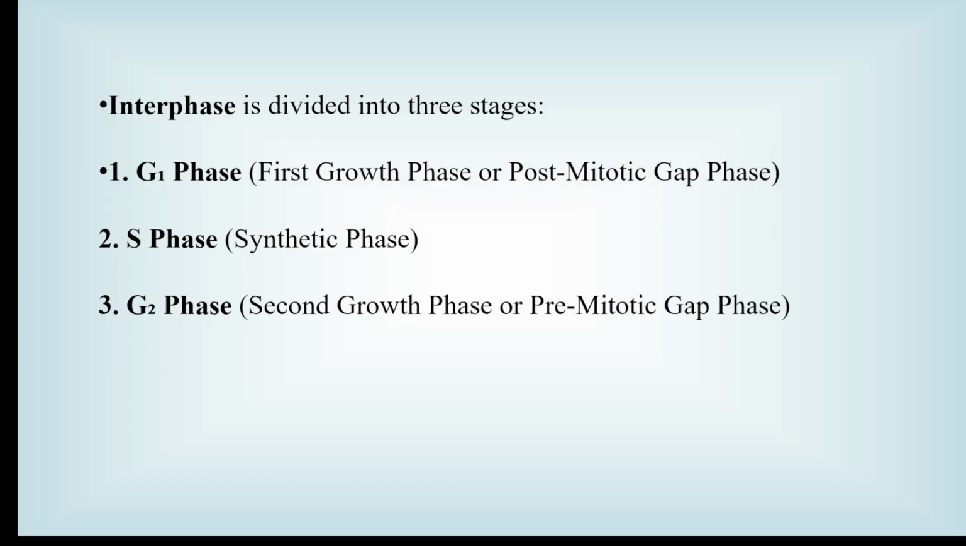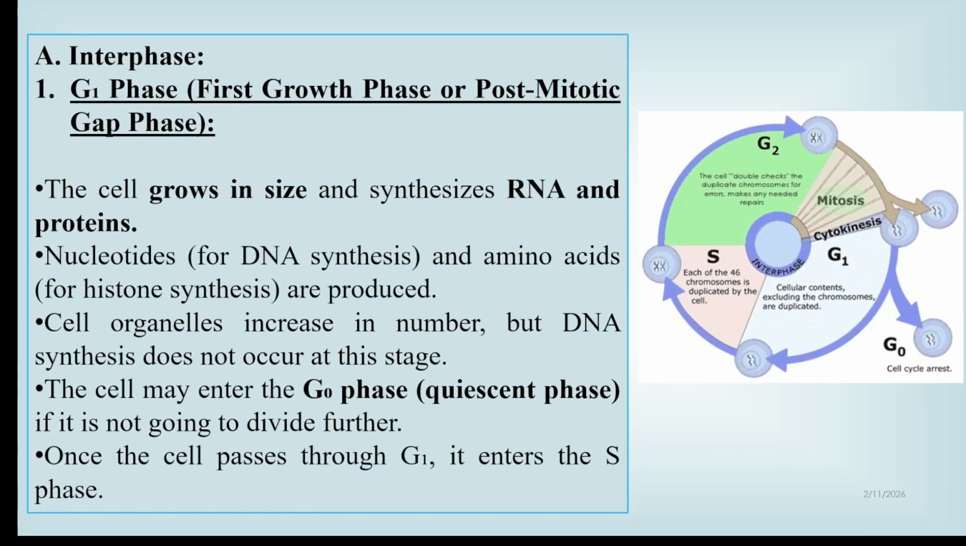Interphase takes about 70 to 80% of the time period, and is differentiated into the G1, S and G2 phases. But sometimes after completing the G1 phase, some cells go to the G0 phase, which is a quiescent phase. I will explain that later. First of all, what is the G1 phase? It is the first growth phase, in which the cell grows in size and synthesizes proteins and RNA.